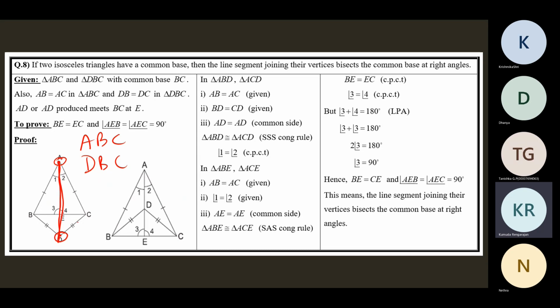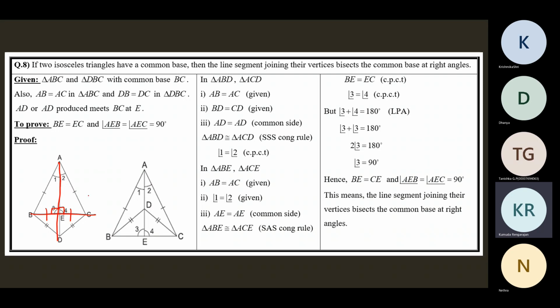We need to prove that the line segment joining their vertices bisects the common base. BC is the common base. That is, you should prove that BE is equal to EC. It bisects the common base at right angles, so you must also prove that angle 3 is 90 degrees, which means angle 4 is also 90 degrees. So what you have to prove is that AD bisects BC, that is, BE is equal to EC, and also angle 3 and angle 4 are 90 degrees. These are the two things you have to prove.